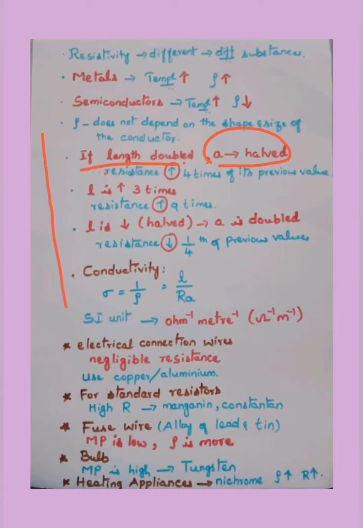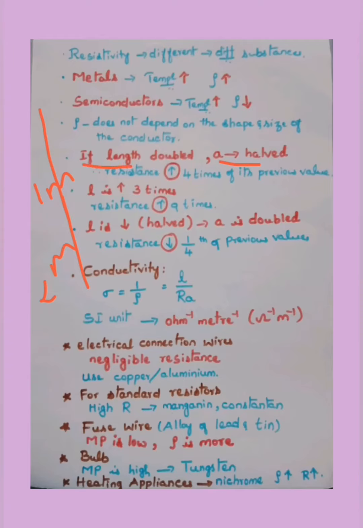If the same material, the length is doubled, the area of cross section will be halved, decreased. It doesn't mean that you are adding another wire. No, that doesn't mean that. You are just stretching the wire. Instead of 1 meter, you are stretching it to 2 meter. That's the meaning. Hence only the area will be halved. The same wire is stretched.